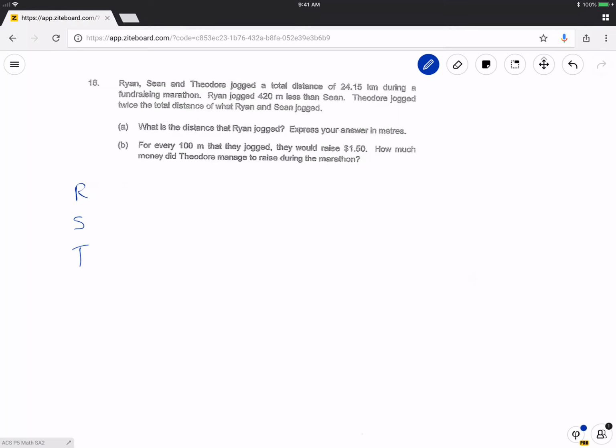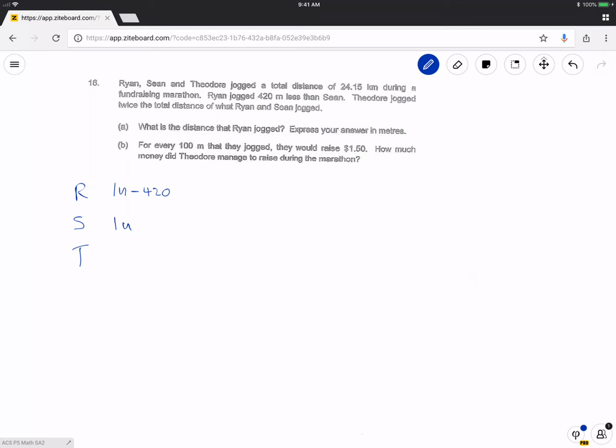Theodore jogged twice the total distance of Ryan and Sean. Ryan jogged 420 meters less than Sean. Okay, so let's say Sean is 1 unit. Then Ryan jogged 420 less than Sean, so it's 1u minus 420 meters.